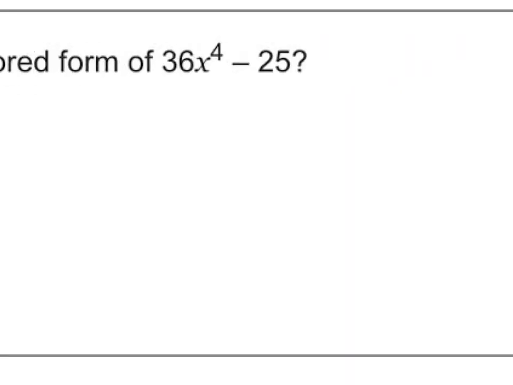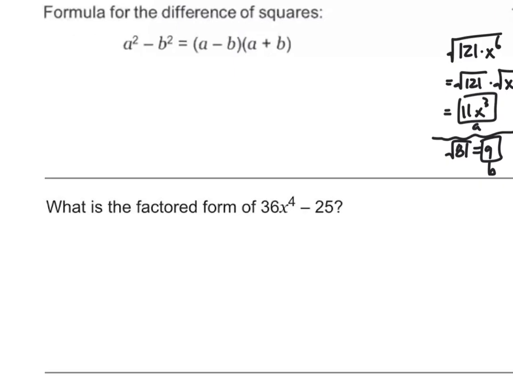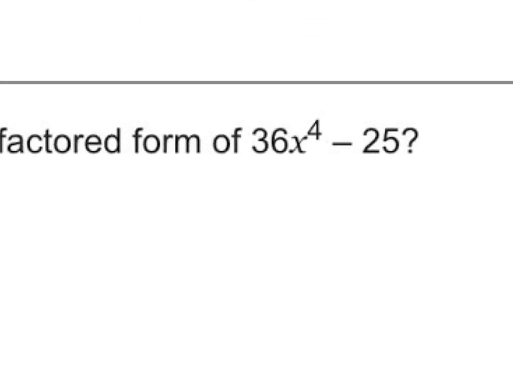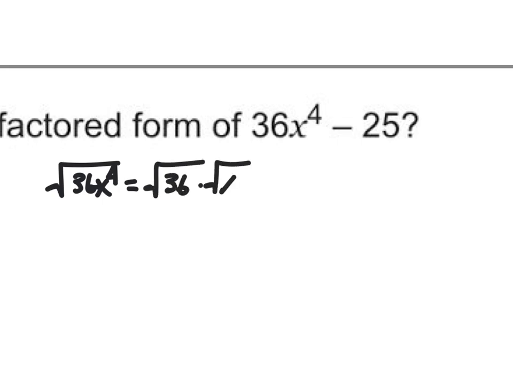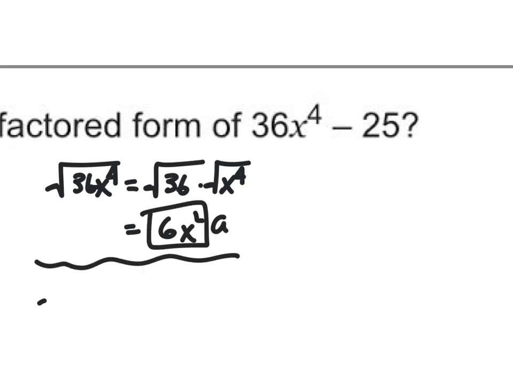Let's do another one just real quick and then we'll stop the video. I've got 36x to the 4th minus 25. If I take the square root of 36x to the 4th, that's going to give me the square root of 36 times the square root of x to the 4th. Square root of 36 is just 6, and x to the 4th is x squared. So this is my a value. Then the square root of 25 is just 5, and this is my b value.